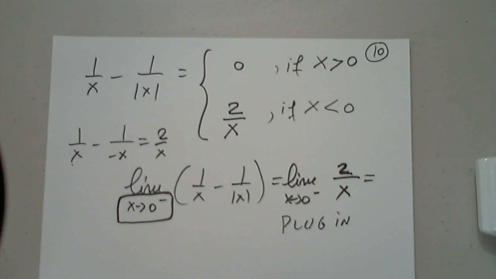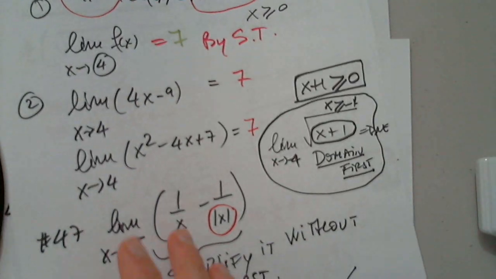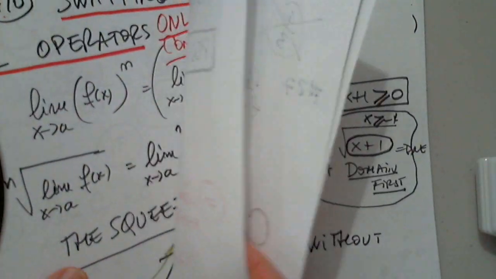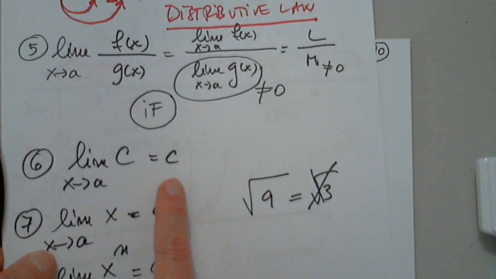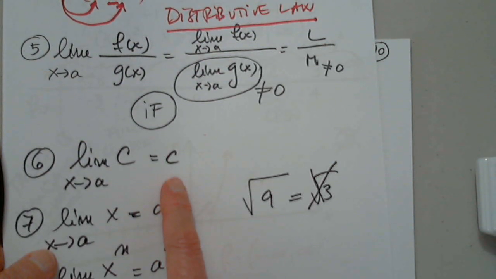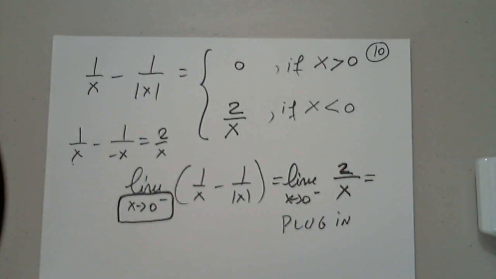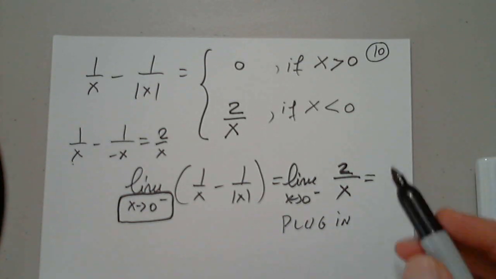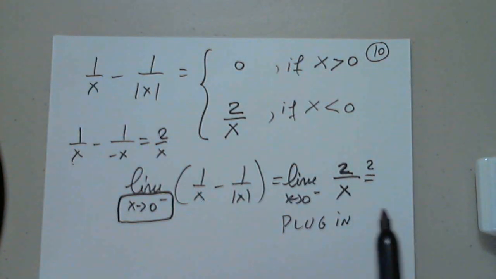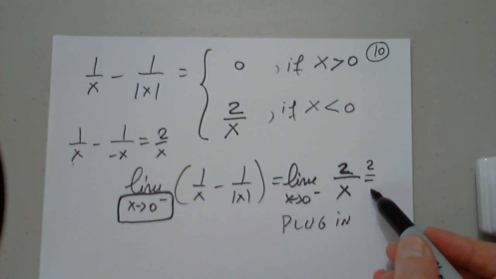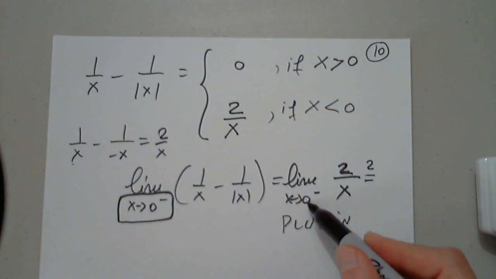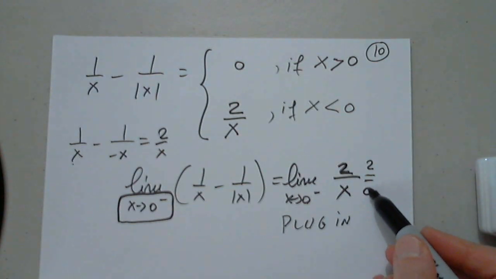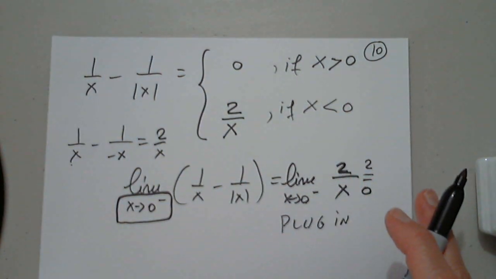Okay, let's go back to the limit laws. My pages are not in order. So one limit law was the limit of a constant is the constant. So then the top goes to what? 2. Good. The denominator goes to 0. Good. And we know that this is a no-no, right?